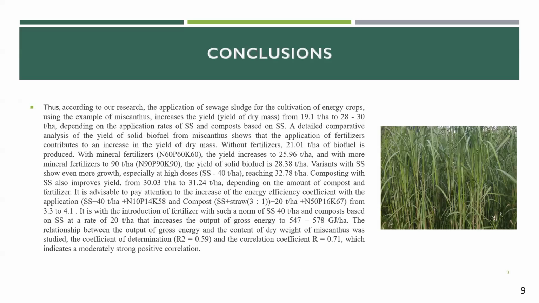In conclusion, according to our research, the application of sewage sludge for the cultivation of energy crops, using the example of miscanthus, increases the yield from 19.1 tons per hectare to 28.20 tons per hectare, depending on the application rates of CC and compost based on CC.